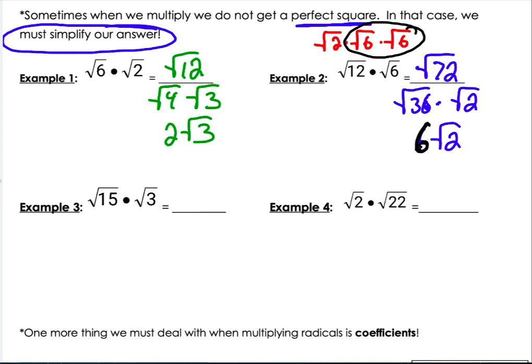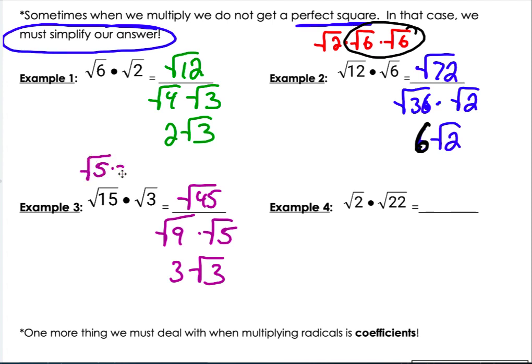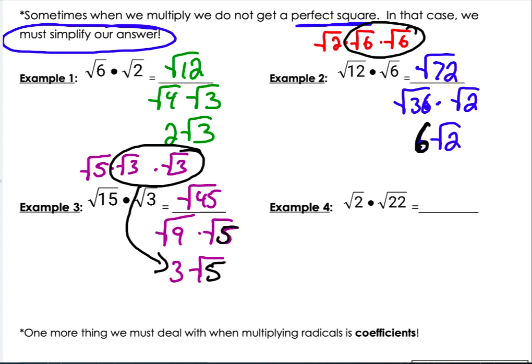So square root of 15 times square root of 3 is square root of 45. Well, that's really square root of 9 times square root of 5, which is 3 square roots of 5. Or another thing to think about is this was really square root of 5 times square root of 3 times the square root of 3. Square root of 3 times square root of 3 is 3. Oh, and I miswrote this part down here. That was supposed to be square root of 5 down there. So here, square root of 2 times square root of 22 is square root of 44, which is really 4 times 11, or 2 square roots of 11.